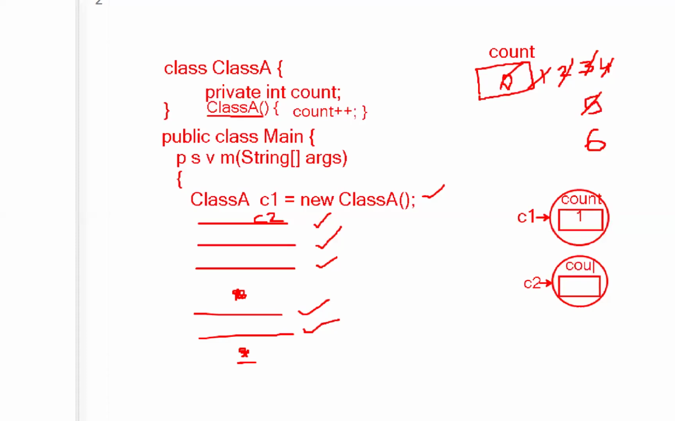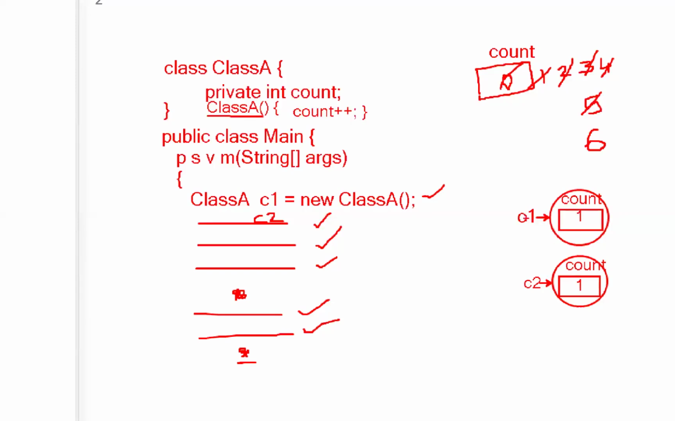Tell me here, what's the variable name? Count. Tell me, when the object is created, the constructor will be executed or not? Yes. It will increment what? Count plus 1. That 1 will be stored in this variable, right? My question to you now: is every object maintaining a separate count?